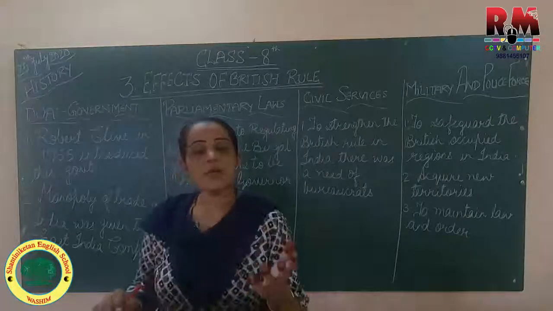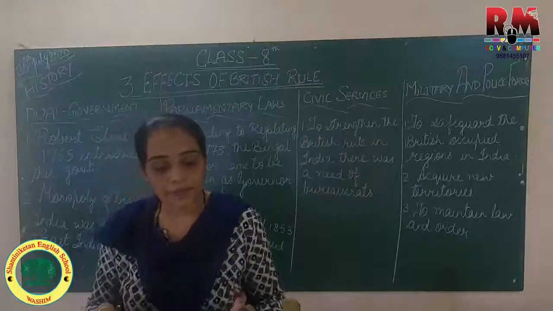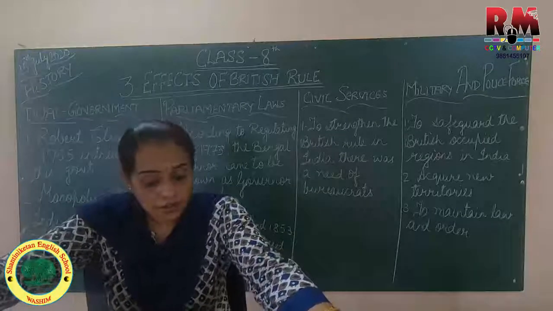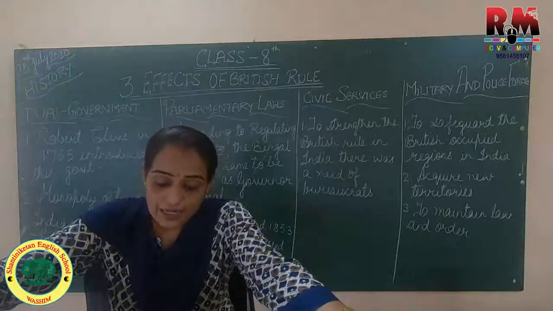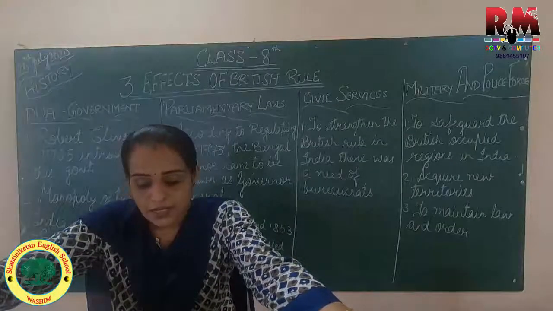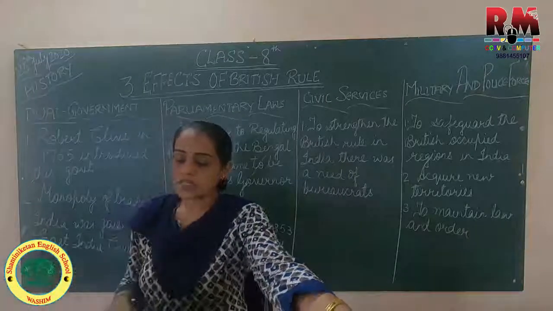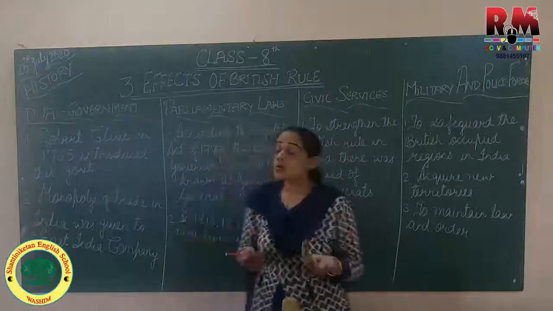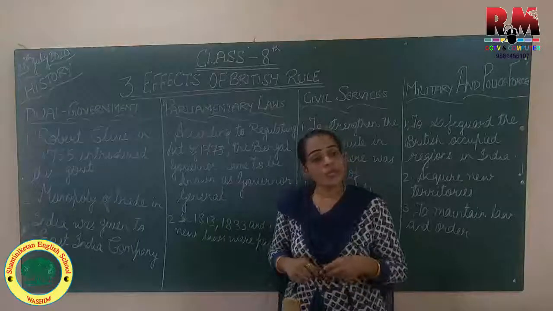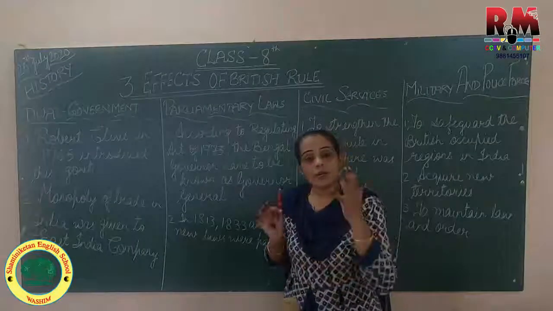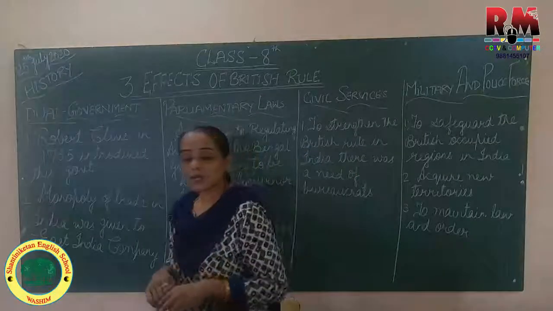Yesterday we saw about the establishment of the East India Company, the British and Maratha, then subsidiary alliance, and Chhatrapati Pratap Singh. So today we will start with what was the effect of British rule in India.